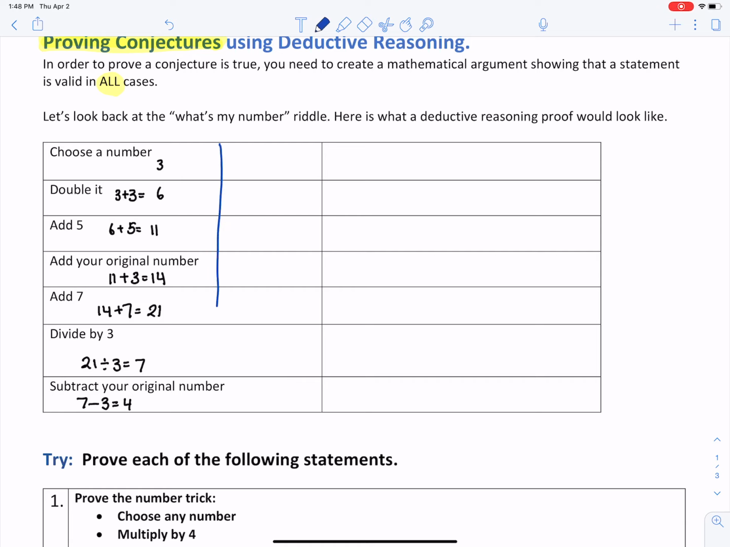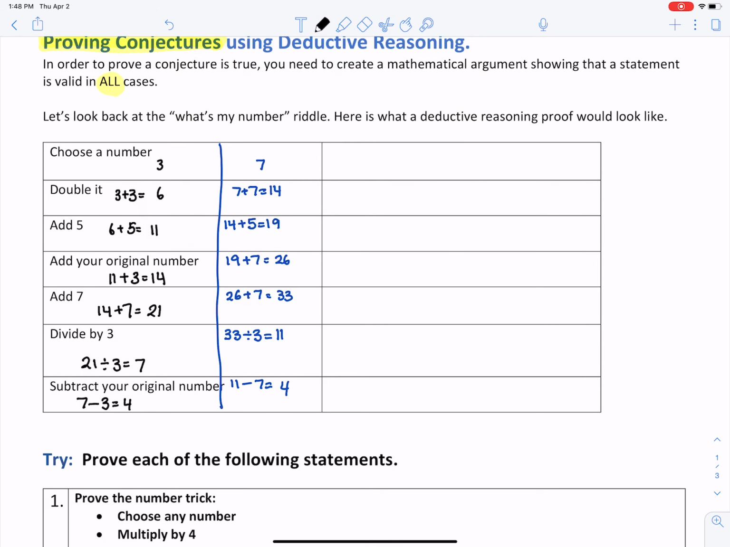Let's just try it one more time to see if that was the case. So choose a number, 7, double it. 7 plus 7 is 14. Add 5. 14 plus 5 is 19. Add your original number. 19 plus 7 is 26. Add 7. 26 plus 7 is 33. 33 divided by 3 is 11. And subtract my original number. 11 minus 7 is 4. So my conjecture in this case would have been that the answer to this number riddle is always going to be a 4.